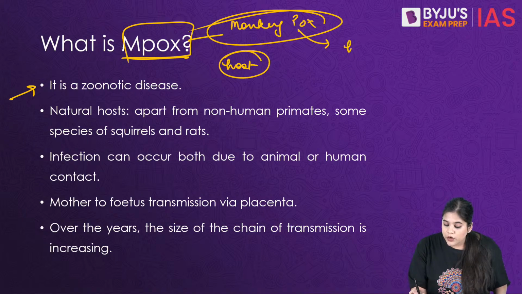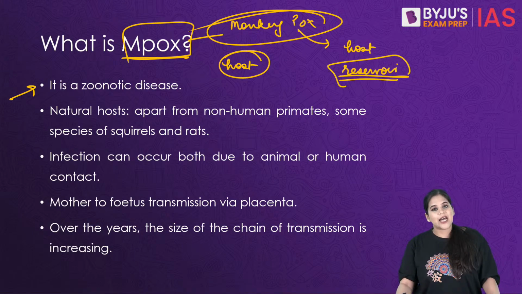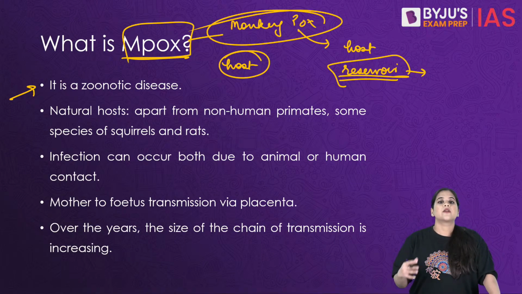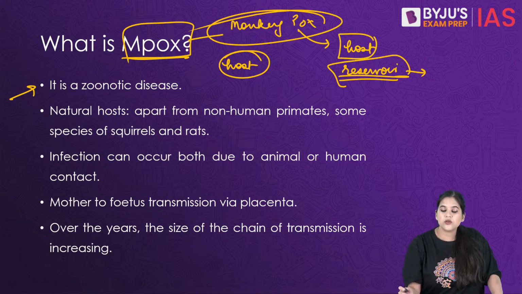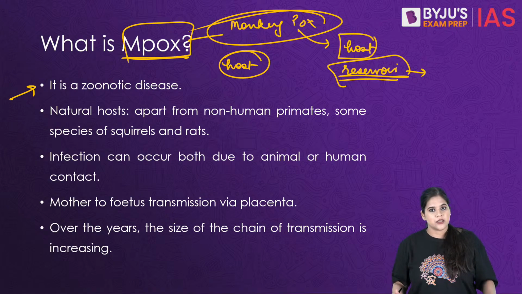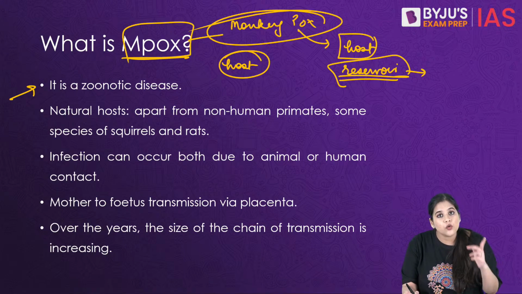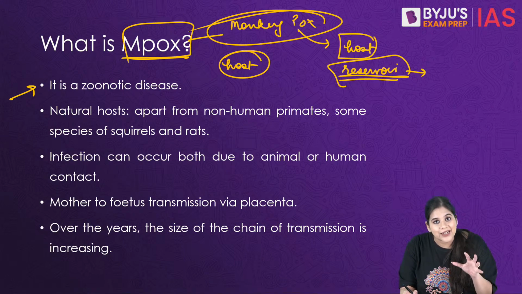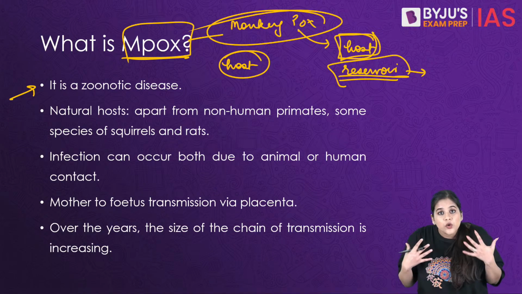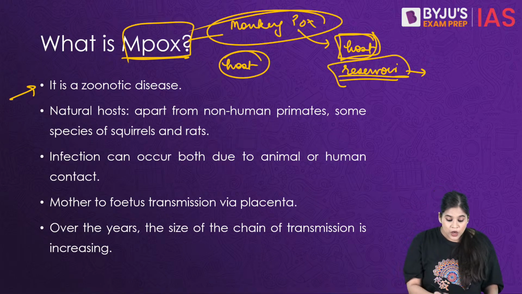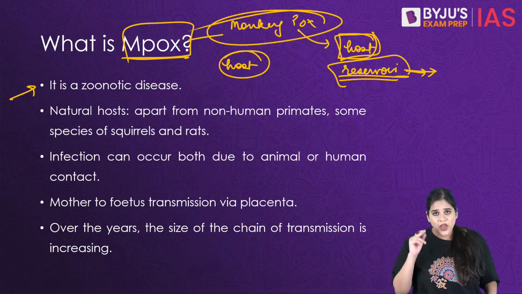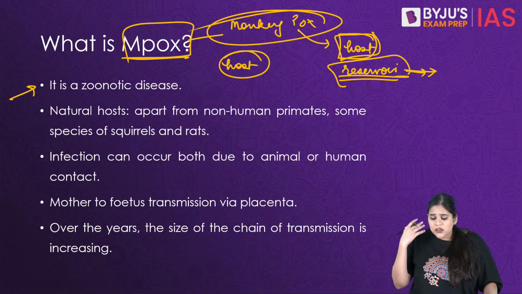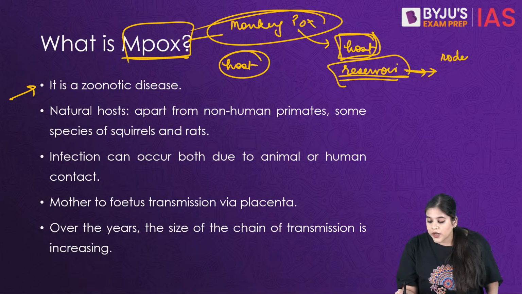Now there is something called a host and there is something called a reservoir. Reservoir is the animal which is the originator, the originating place of that particular disease. Host is all those animals that can carry that disease. Okay. So for example, for COVID, the reservoir was what? Bats. However, as hosts, even humans were hosts for COVID. Okay. So the reservoir of this disease has not been properly identified as of now. However, many studies are saying that it is probably rodents.